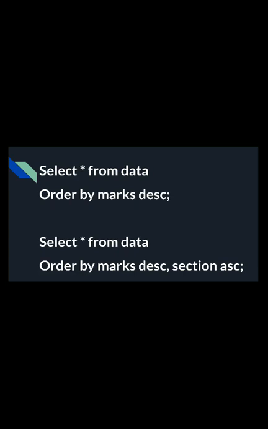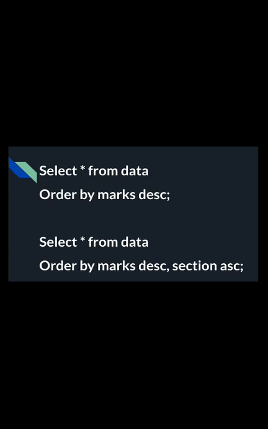Next, if we want to see the marks in descending order, so that the topper is displayed on the top and so on, we write SELECT * FROM data ORDER BY marks DESC. This is the command to sort the data in descending order. By default it is shown in ascending order only.